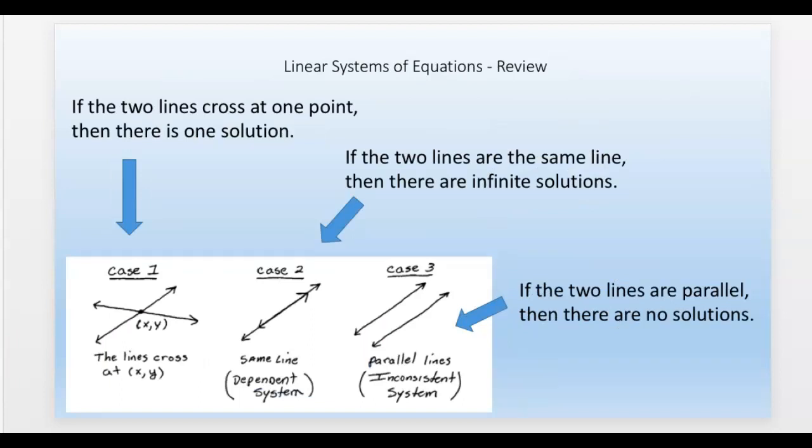Also, when we graphed it, if the two lines cross at one point, they have one solution. And that's usually what happens. If the two lines are the same line, there are infinite solutions. It's one line on top of the other. And if the two lines are parallel, then there are no solutions because they never intersect. They have the same slope, but a different y-intercept.